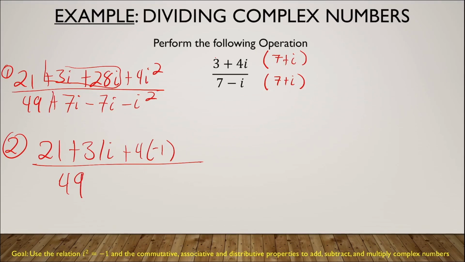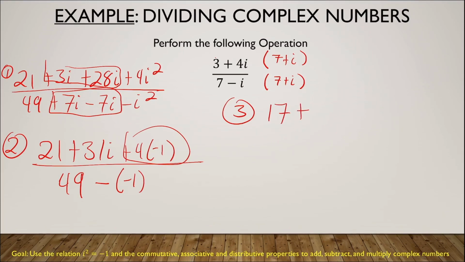But look what happens here. These terms right here cancel out. I'm left with a negative i squared, and we know i squared is negative 1. Next we can say 21, and we're going to combine this negative 4 right here. So 21 and negative 4 would be, let's see, 17. 17 plus 31i. Then 49 minus negative 1 is 50. Okay.